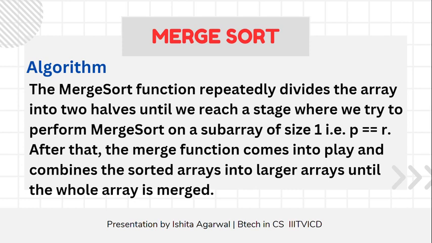Then again repeatedly the two divided halves are divided into 2 until the subarray is of size 1. Why we are creating a subarray of size 1 is because a subarray of size 1 is already sorted. So after dividing the whole array into subarrays of size 1, we merge all the subarrays using the merge function, and finally we get the whole array that is sorted.